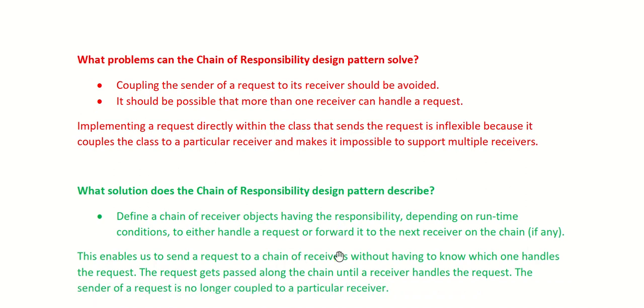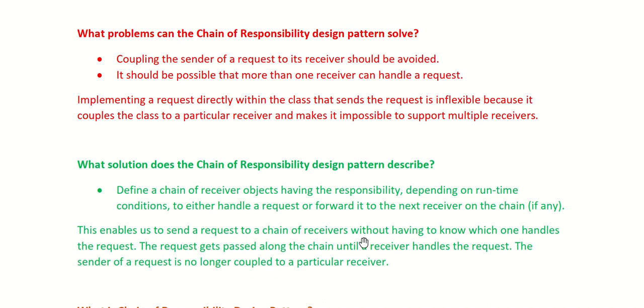So what solution does the chain of responsibility design pattern describe? Define a chain of receiver objects having the responsibility, depending on runtime conditions, to either handle a request or forward it to the next receiver on the chain if there are any. So instead of coupling the sender of a request and a receiver together, we define a chain of receiver objects that either handle that request or forward it to the next receiver in the chain.